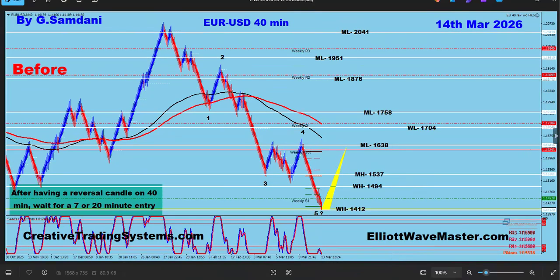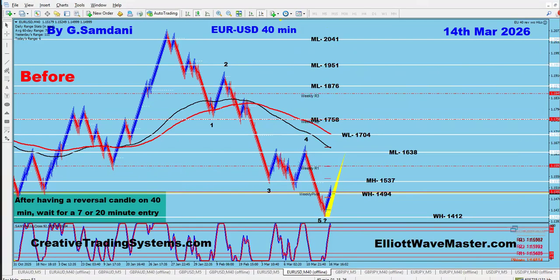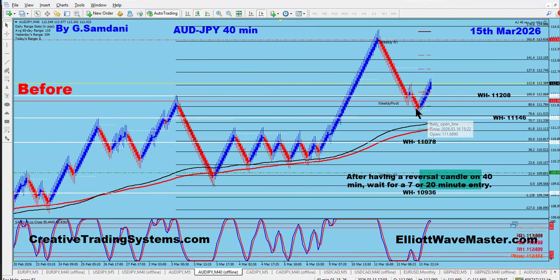Now, what else? What else did I have? Let me see if I have it here. In the Aussie yen, I said it is going to be bouncing from here if we get a reversal candle on 40. So far, Aussie yen also not much, but it is going, and I don't think I have the entry on that. Okay, here. Aussie yen. See, it bounced, but not much so far, right?